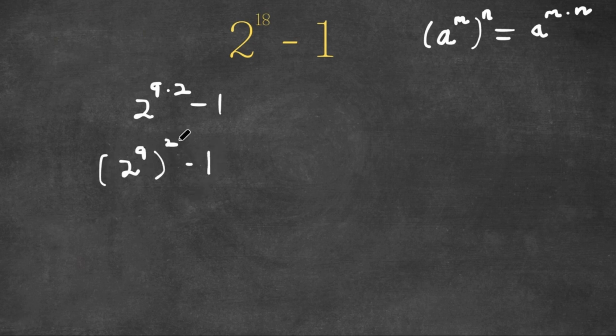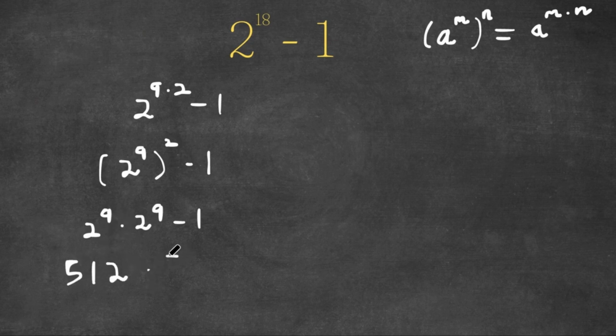And (2 to the power of 9) to the power of 2, well, this can be written as 2 to the power of 9 times 2 to the power of 9, because it's just 2 to the power of 9 2 times, minus 1. Now, 2 to the power of 9 is equal to 512. You guys should know that because you should memorize your powers of 2. So now we have 512 times 512 minus 1.